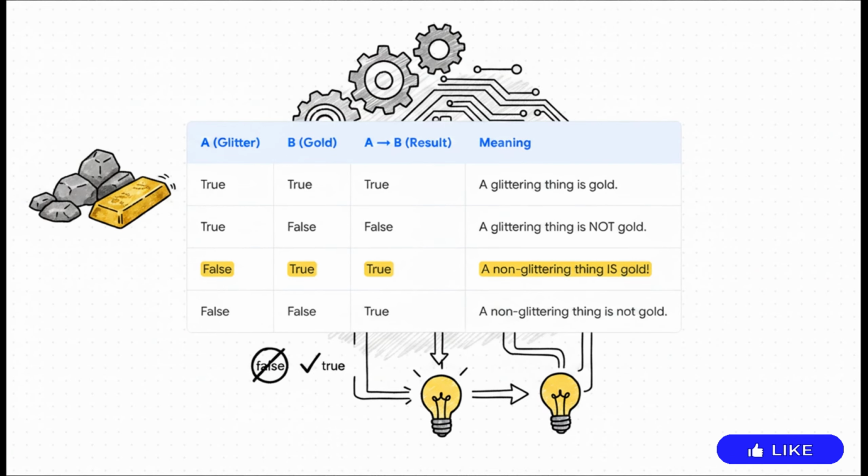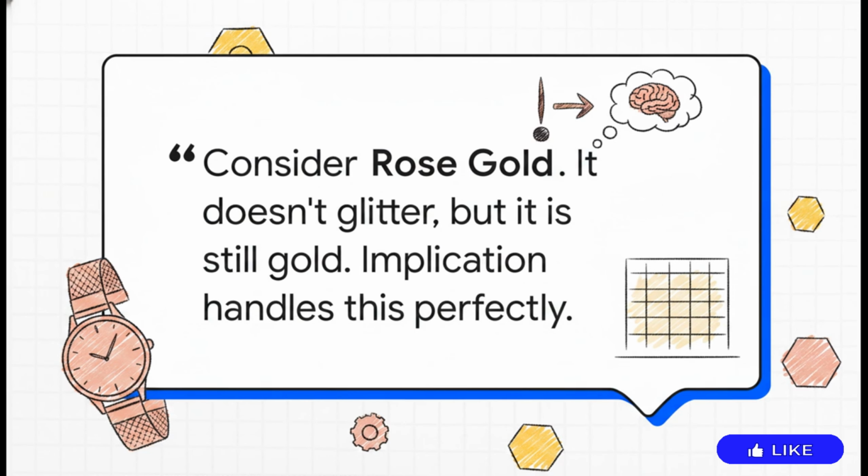Now the secret is all right here, in the truth table for implication. Don't let it intimidate you. Just focus on that third row. It says that if the A part is false, so something does not glitter, but the B part is true, it is gold, the whole statement is still considered true. Now that might feel a little weird, but this is the absolute key. It allows for the possibility of things being gold without having to glitter. And boom, this is where it all clicks.